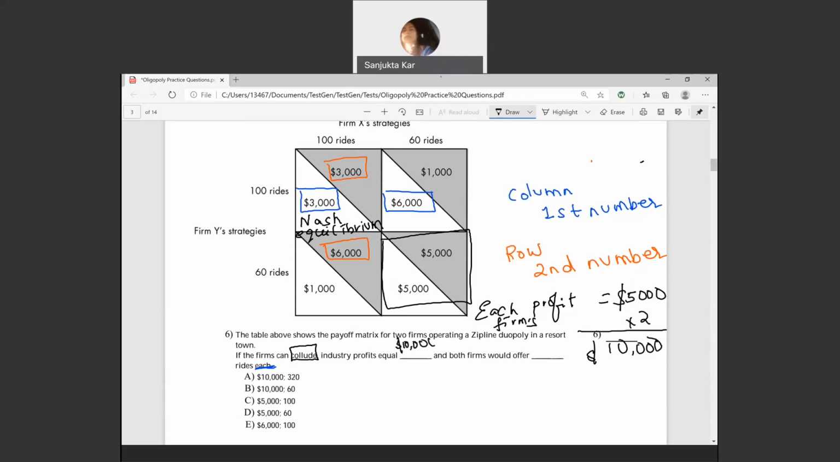Let's write that down. And both firms would offer how many rides each? This is going to be 60 rides each. This is how you do it.